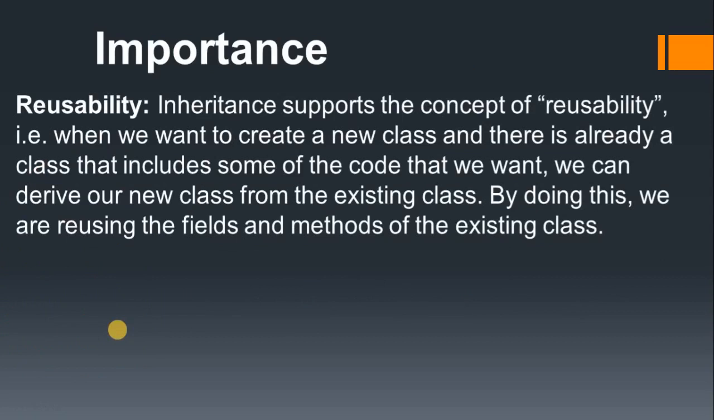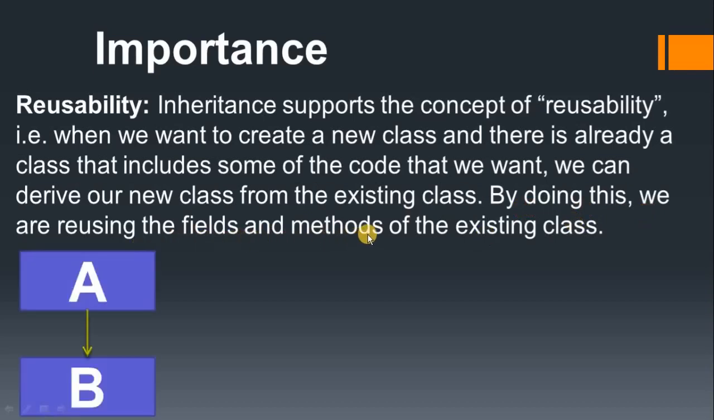The main importance of inheritance is that it supports the concept of reusability. When we want to create a new class and there is already a class that includes some of the code that we want, we can derive our new class from the existing one. By doing this, we are reusing the fields and methods of the existing class. As I already explained, you can have two classes or more than two classes. B can take the data from A, so you don't need to write the code again in B, and it will save your time.